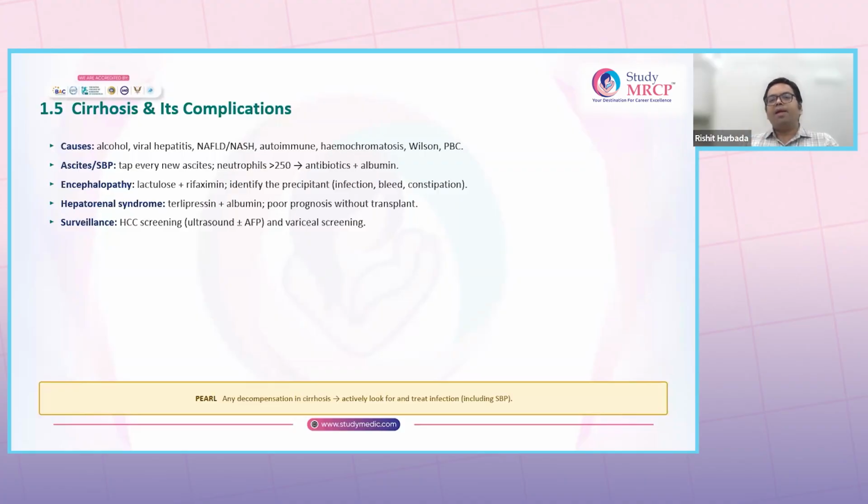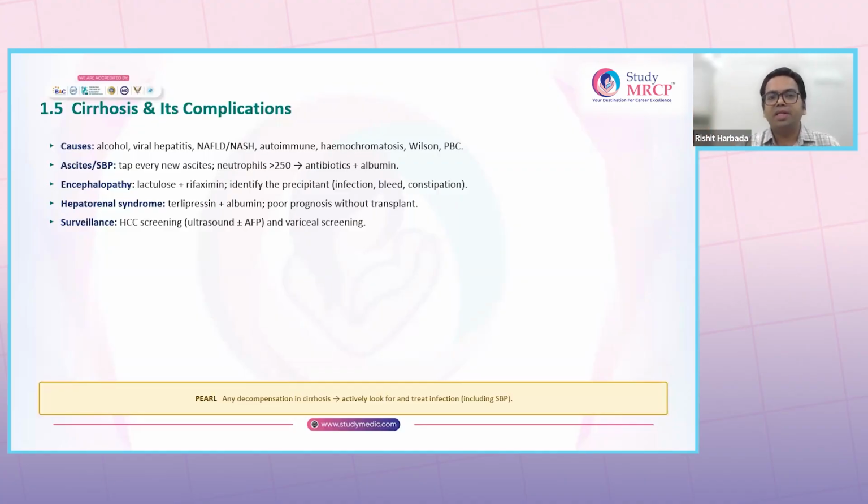Third is, we all know that hepatic encephalopathy is one of the most common complications of cirrhosis. Usually a patient who has had GI bleeding, who has not been taking medications, or has low potassium, all this will precipitate encephalopathy.